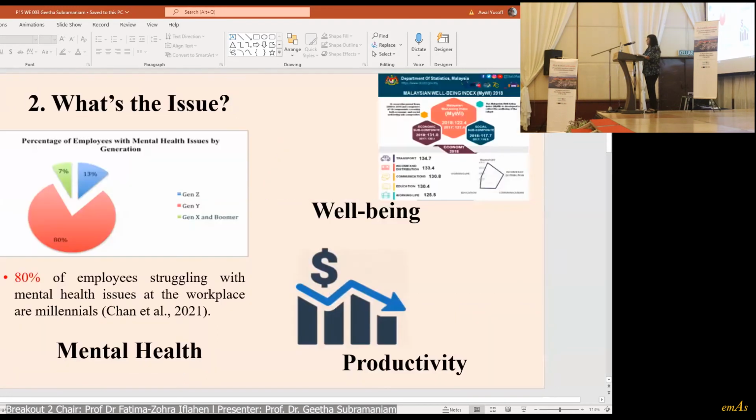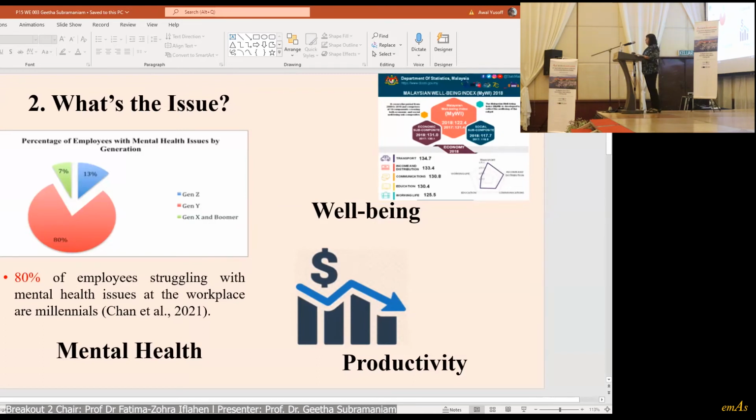So that brings us to the issue. What's the issue? The AIA Vitality report back in 2019 reported that millennials are struggling with mental health issues. And in 2021, another study showed that 80% of employees struggling with mental health issues at the workplace were millennials, which is quite worrying.